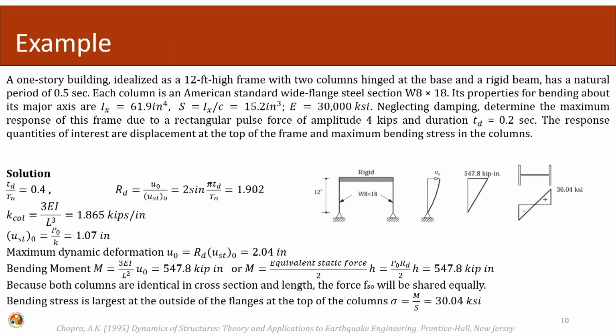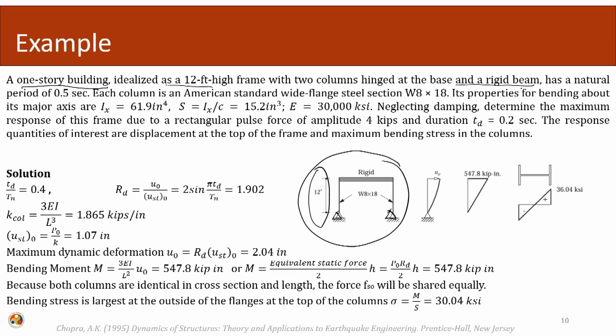So, let us do one example where we will try to solve this problem. In this particular example, we have a one-story building, which we are representing by this framing system. This has been idealized as a 12 feet high frame. The height of the structure is 12 feet with 2 columns hinged at the base. There are 2 columns and they are approximated as hinges. The boundary condition is expressed as a hinge.